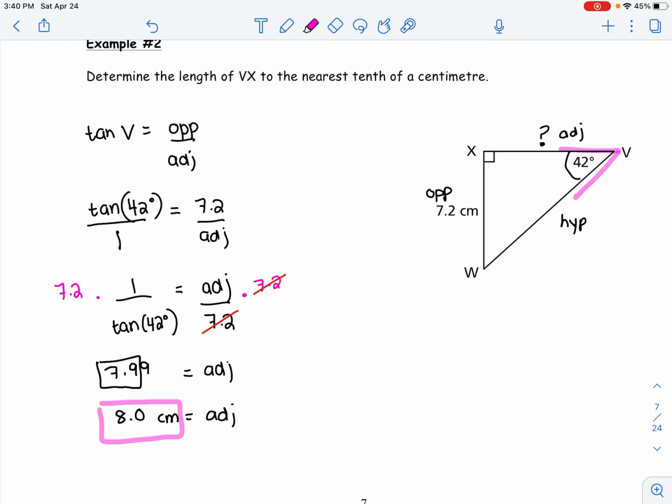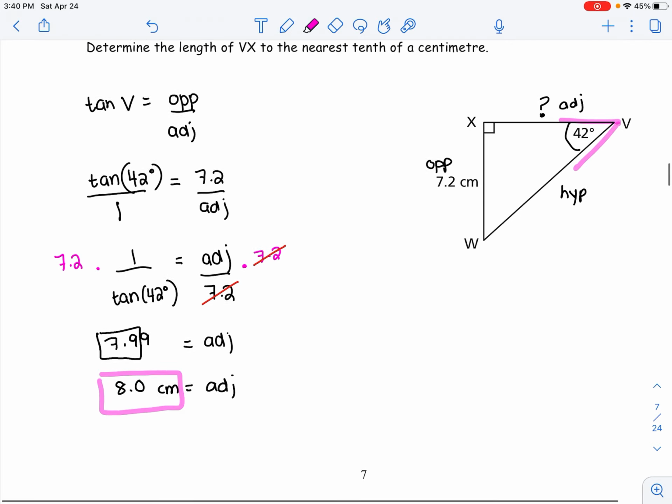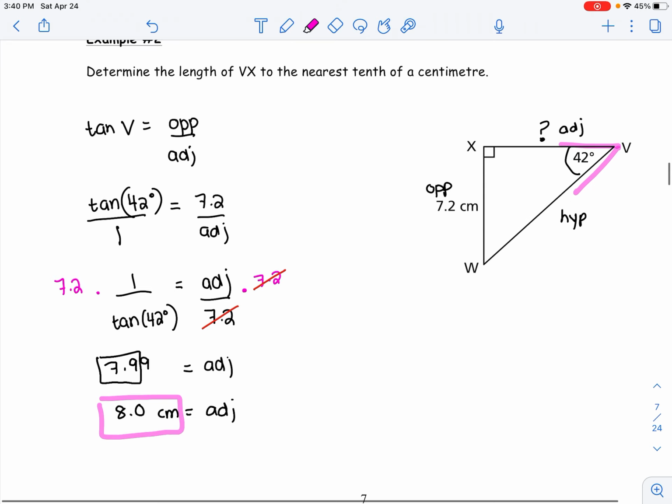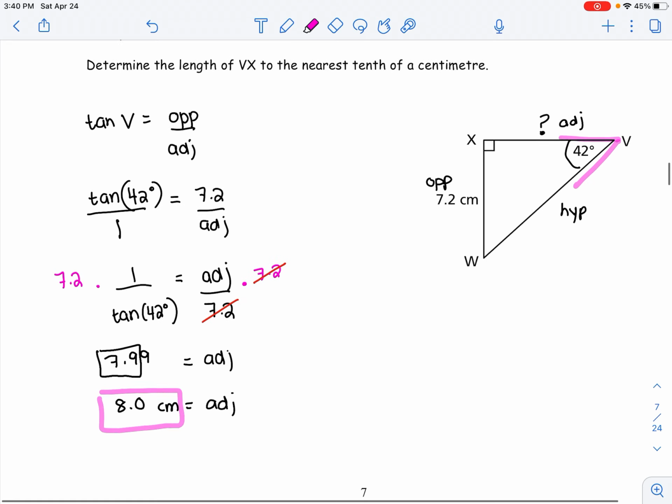So the trick is, remember, if you ever have something at the bottom of your fraction that you're trying to solve for, flip both sides. Then you can just do the exact same thing as the previous step, where we get rid of the 7.2 by multiplying on both sides. And then we use our calculator to write exactly what we see. So 8 centimeters is our answer for V to X.